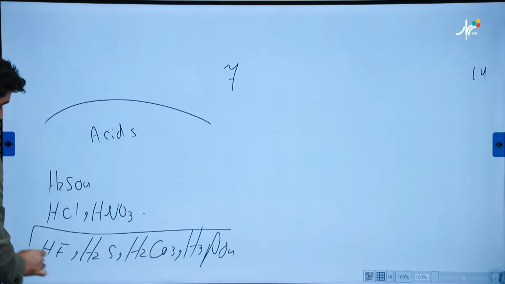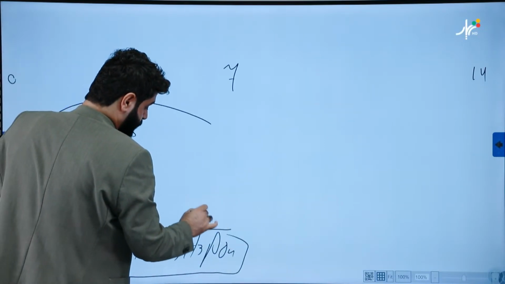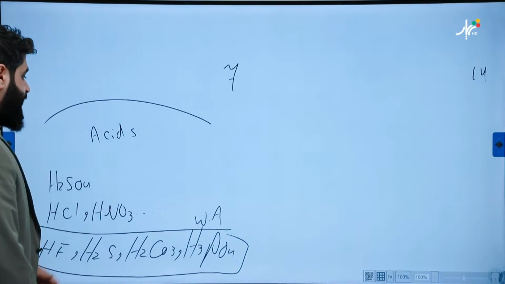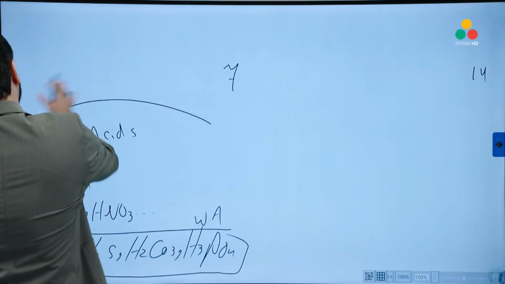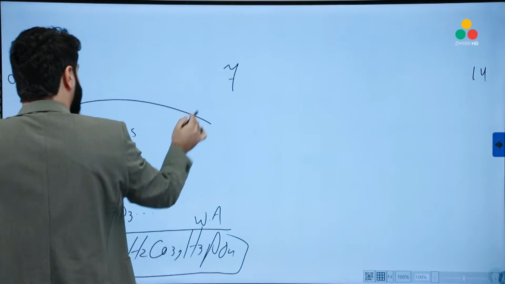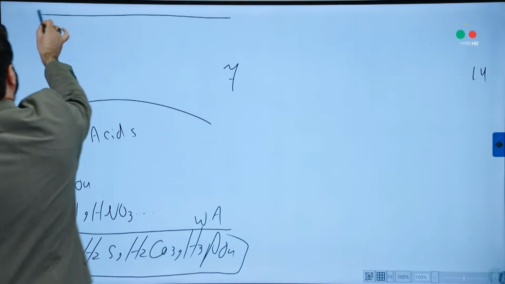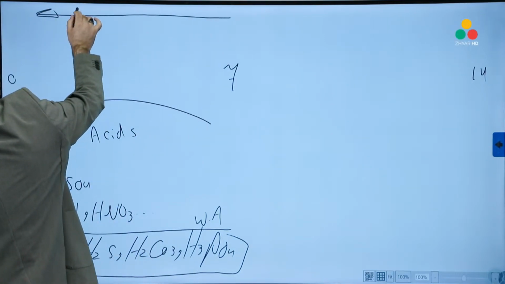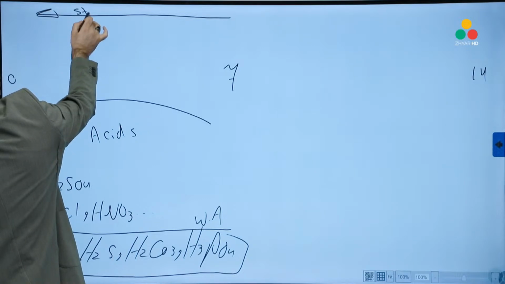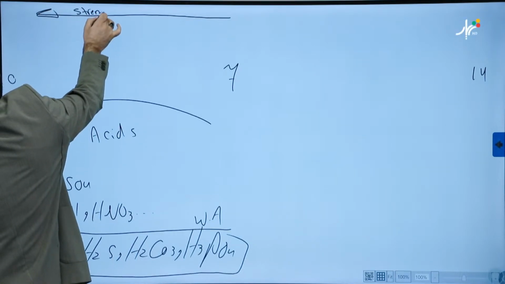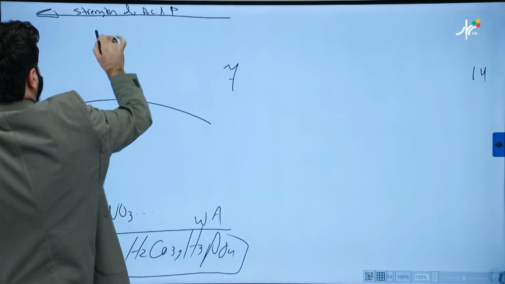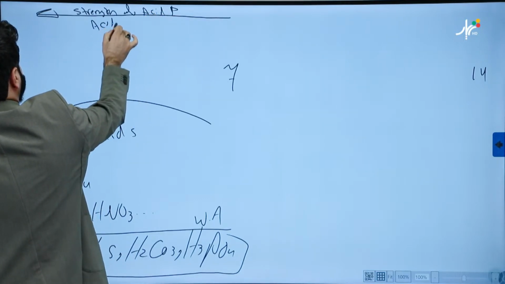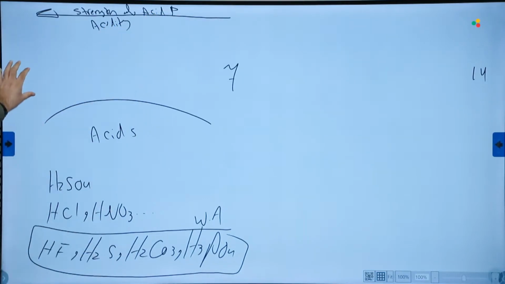These are weak acids. All of the acids have a pH smaller than 7. As much as the pH value decreases, the strength of the acid, or acidity, increases. The one with the smallest pH will become the strongest acid.